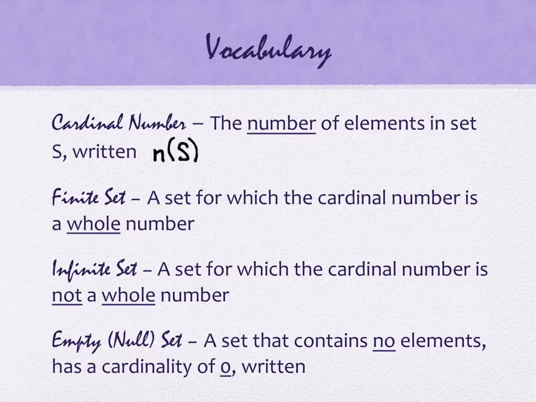And then the empty or the null set is a set that has no elements. No elements would mean it has a cardinality of 0. The empty set is written one of 2 ways. You can draw curly braces with nothing inside. It's a very natural way of thinking about it. Another notation that we see used is a 0 with a slash through it.